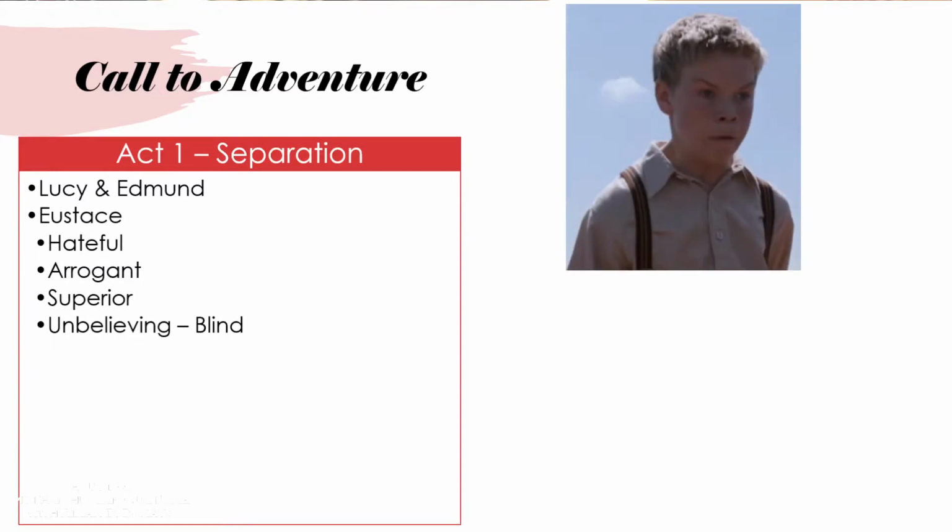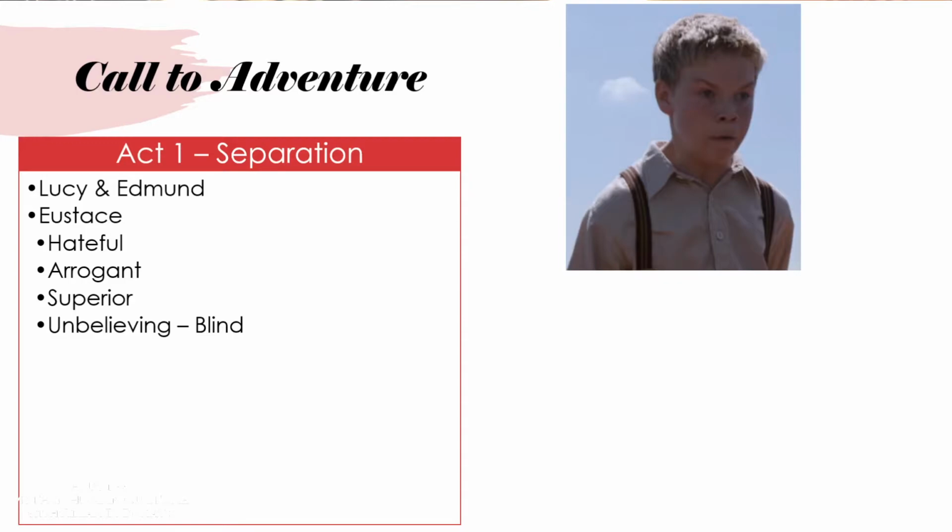Eustace is introduced. He really comes across as a bully. He is hateful, he's arrogant, he's greedy, he's cruel, he's definitely superior. He thinks he's better than they are. He's a little bit younger than Lucy and Edmund, but he's also very much an unbelieving character. One of the themes here is going to be this idea of faith, but one of the consequences of unbelief is you become blind.